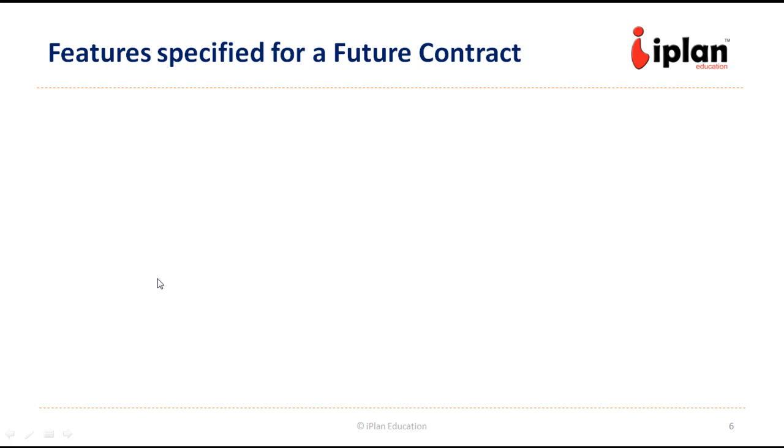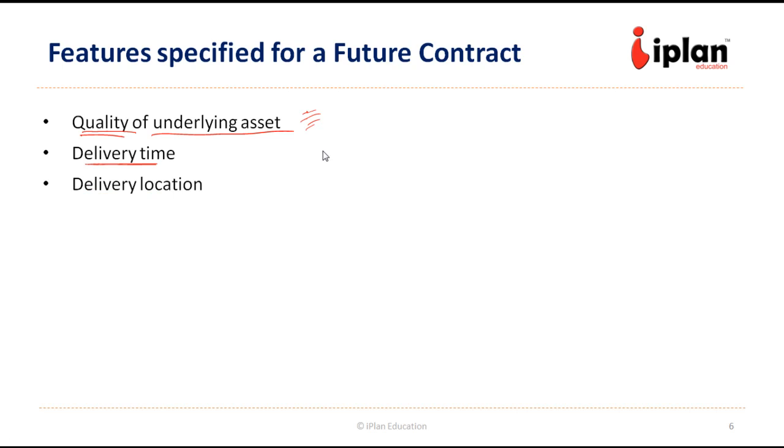Let us move to the next concept. The features which are specified for a futures contract. The first is the quality of the underlying asset. As we know, in the case of commodities, there could be different standard products with different kinds of quality. So they are standardized to that extent so that there is no confusion at the time of delivery. The delivery time is also specified. So we have different months' contracts which expire in the last week of the month.